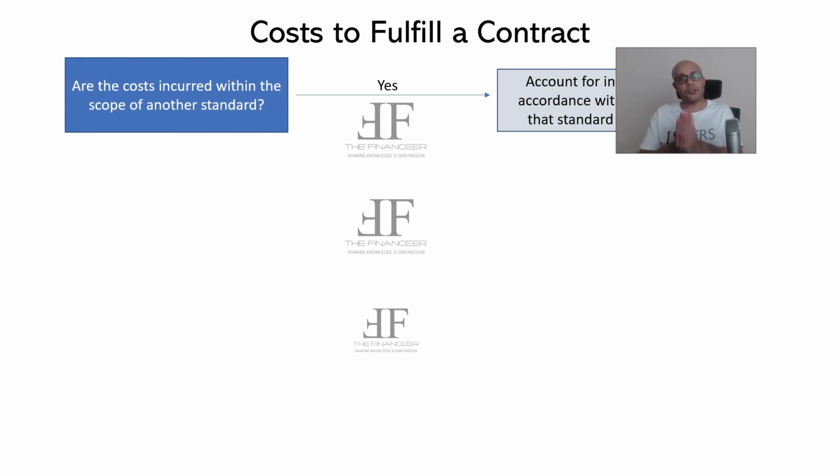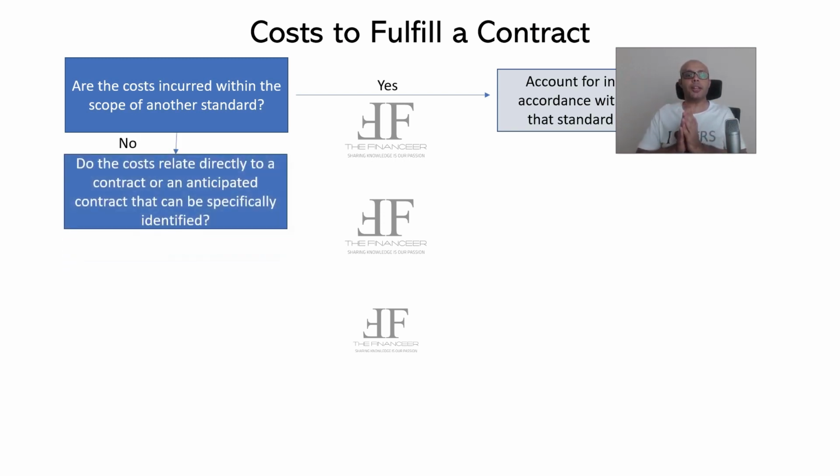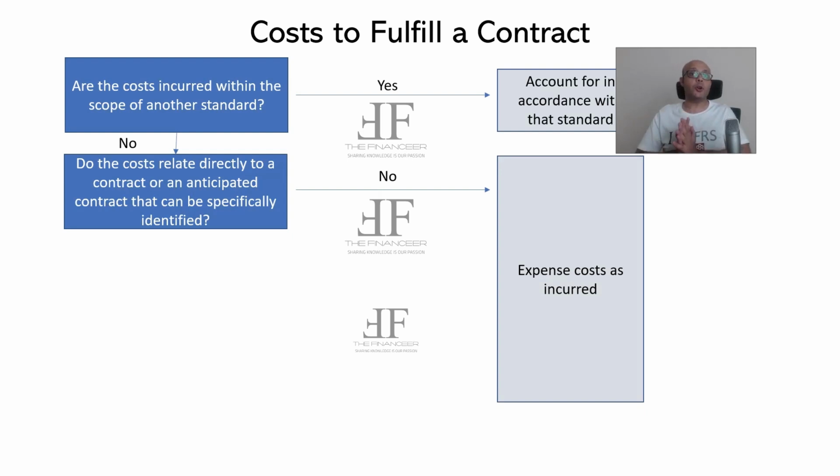So if the answer is yes, account for this cost under the other relevant standards. But if the answer is no, go to the second question, which is, do the costs relate directly to a contract or anticipated contract, and can they be specifically identified? So if this cost is related to a specific contract, it will be one of the contract costs under IFRS 15, and this can be used to fulfill a contract. If the answer is no, you have to expense this cost because it's not related to any contract specifically.